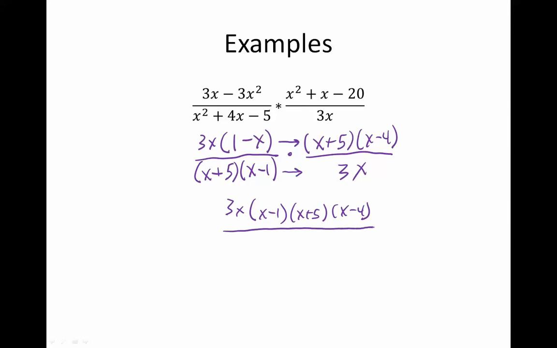And then in the denominator, I've got x plus 5 times x minus 1 times 3x. Notice how when we multiply these together, I'm just writing them out, right? Like I'm not actually foiling it. I'm writing it like this so that I can cancel it at the end, right? Look, there's x minus 1s that can cancel. There's x plus 5s that can cancel, and there's 3x's that can cancel. So our final answer here is just x minus 4.